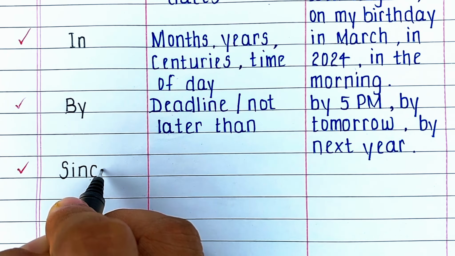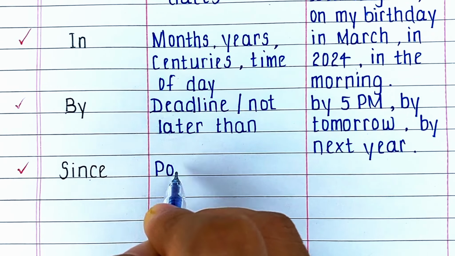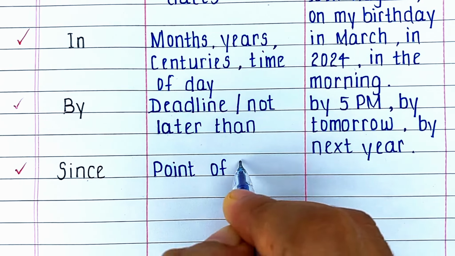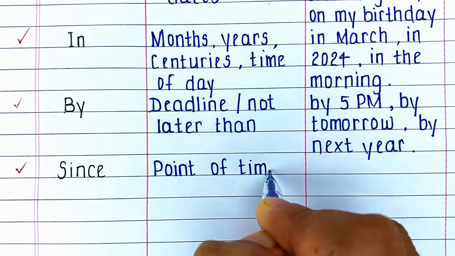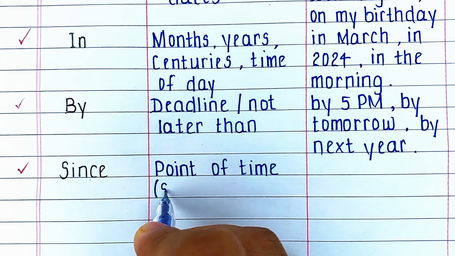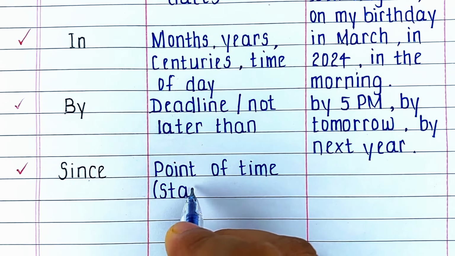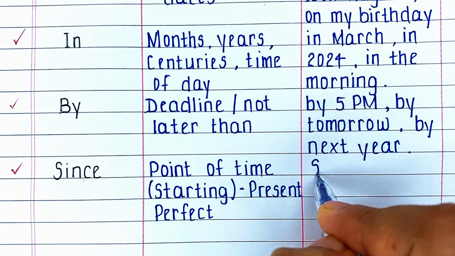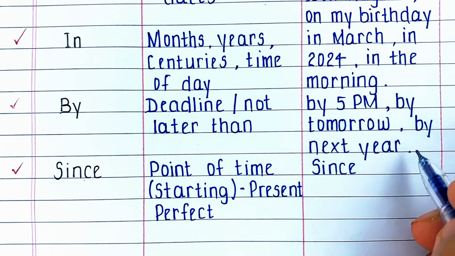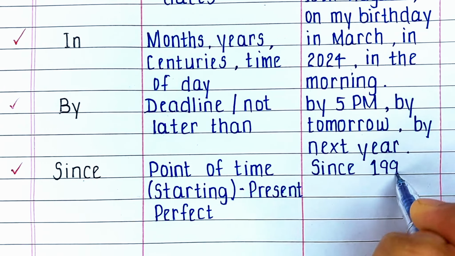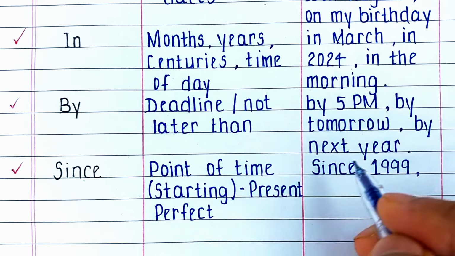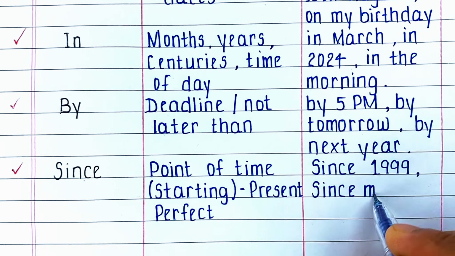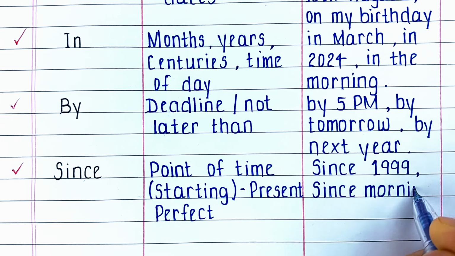Next is since. Since is used to indicate the starting point of a time period. That means it is used for point of time, specifically starting point of time. For example, since 1999, since morning, etc.